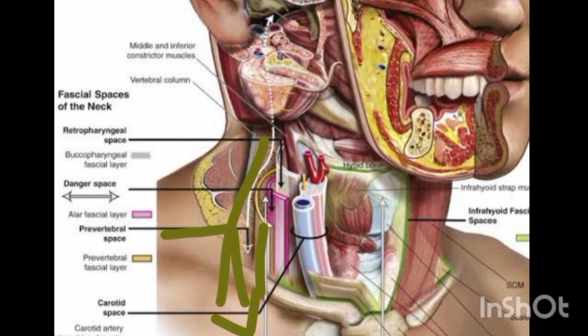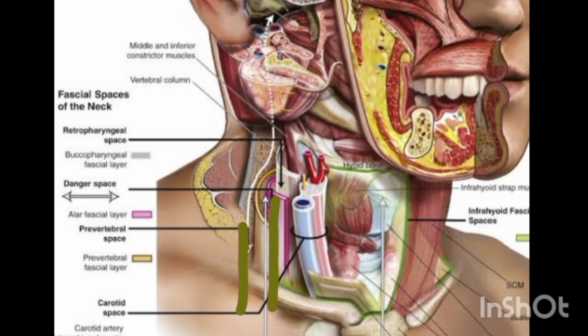Then the prevertebral fascia is shown in yellow and the alar fascia is shown in pink. Between the prevertebral fascia and the alar fascia, we have the danger space of the neck. And between the alar fascia and the buccopharyngeal fascia, we have the retropharyngeal space. So these are all the spaces of the neck. Here we have the prevertebral space, here we have the danger space of the neck, and here we have the retropharyngeal space.